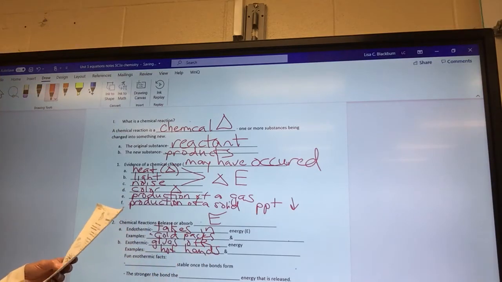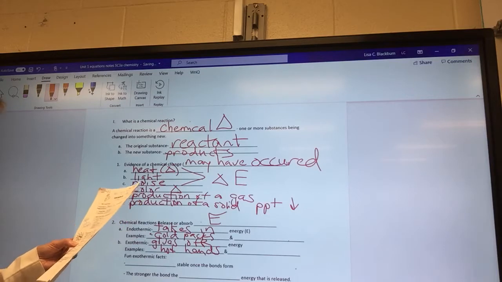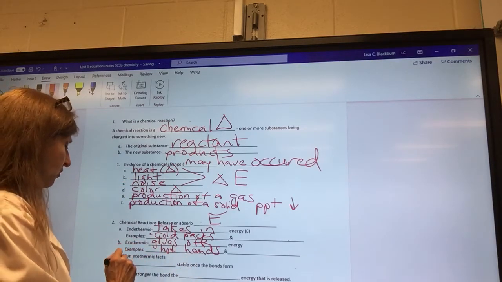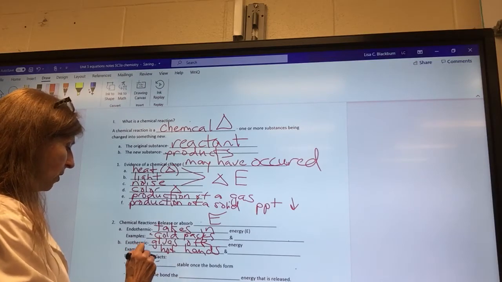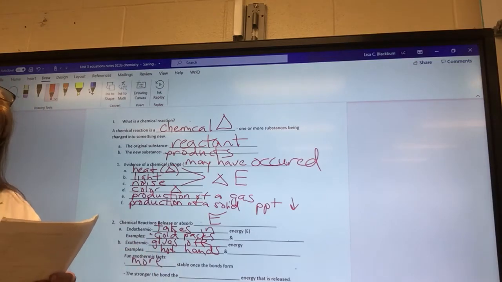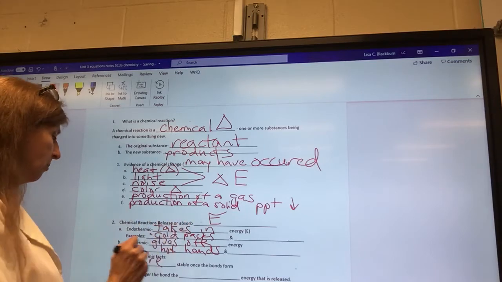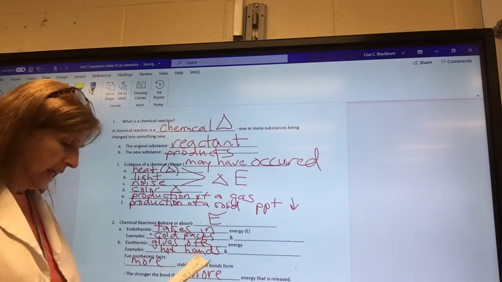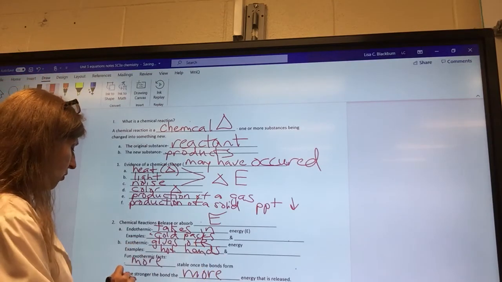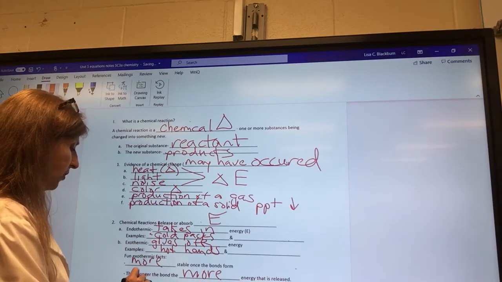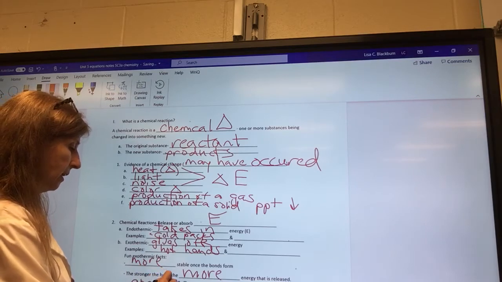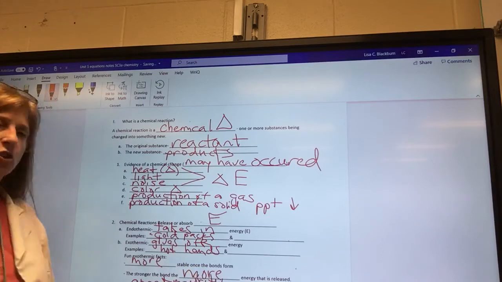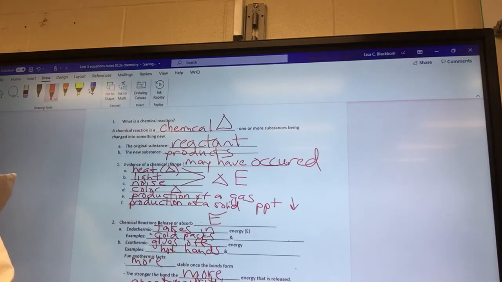Now, fun exothermic facts. Once it gives off the heat, it's more stable. So that's why it reacts and why it gives off the heat. The stronger the bond, the more energy that is released. And also, the great majority of reactions are exothermic.